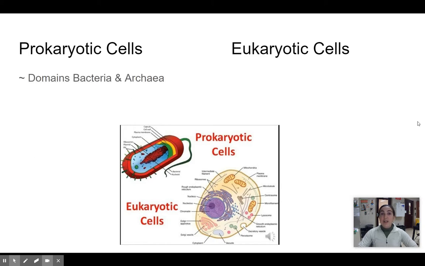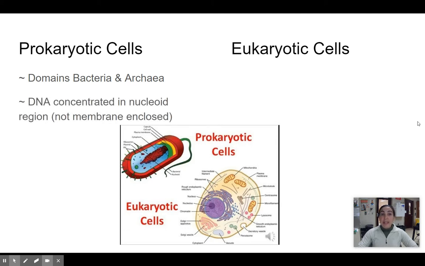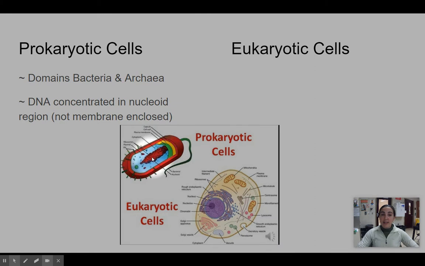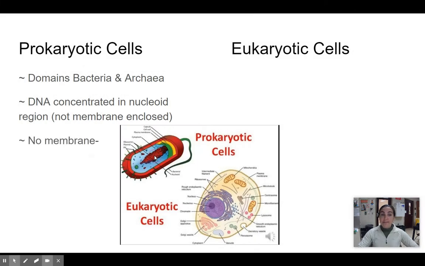Prokaryotic cells fall into two domains. Living things are divided into three domains. Two of them contain living things that have prokaryotic cells. Those domains are bacteria and archaea. In prokaryotic cells, the DNA is not enclosed in a membrane, so they don't have a nucleus. The DNA is kind of centered within a region of the cell, though, and that region within the cytosol is called the nucleoid region. So the DNA isn't just totally loose within the cell. It is still kind of compact within one area that's called the nucleoid region. But there's no membrane around it.